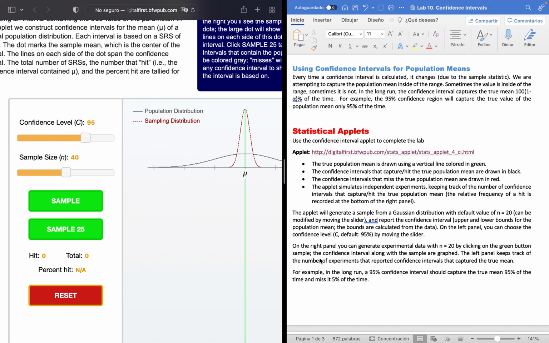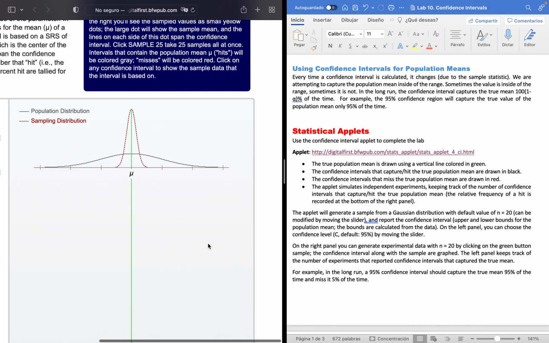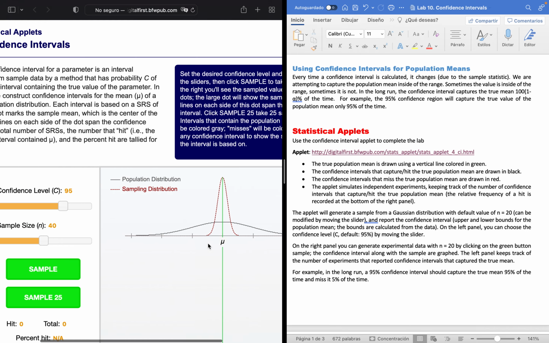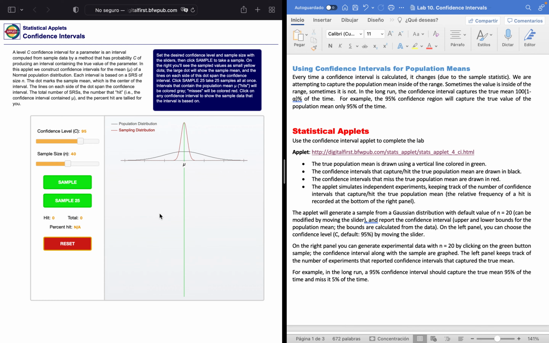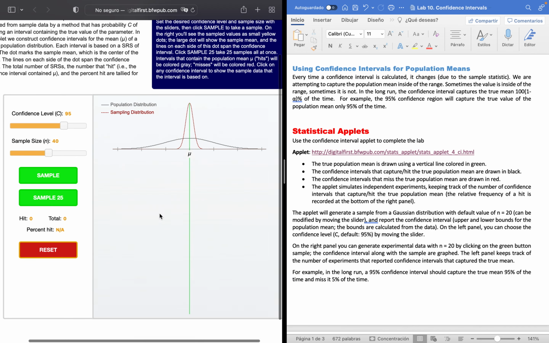The bounds are calculated from the data. On the left panel, you can choose the confidence level. The default is 95%, which you can change by moving the slider. On the right panel, you can generate experimental data with n equal to 20 by clicking on the green button, sample.